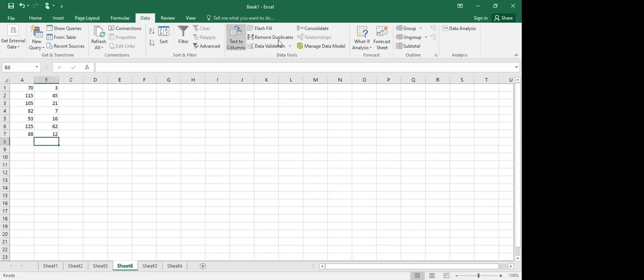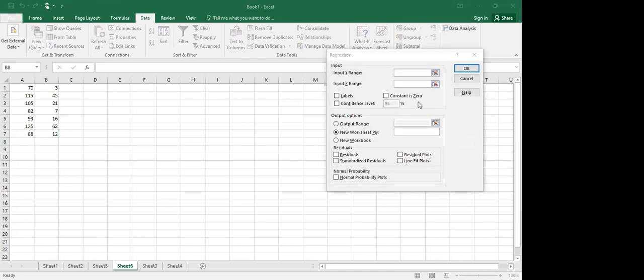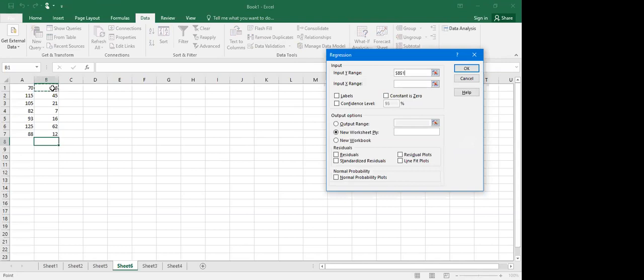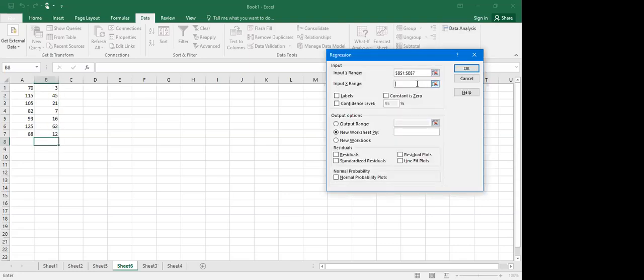Now, as usual, we will go to Data and then Data Analysis. Then we will choose Regression. So first we will input the Y range, which we decided to put second here. Y range is B1 to B7. You could enter it in column A and enter it first. Then the X range is A1 to A7.